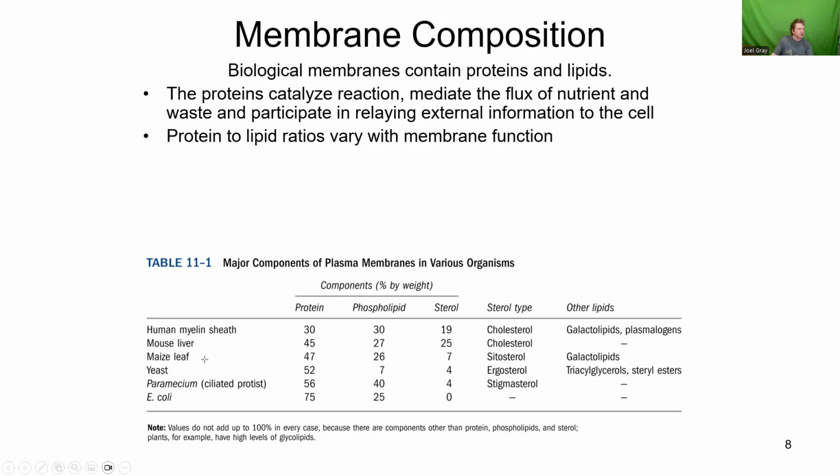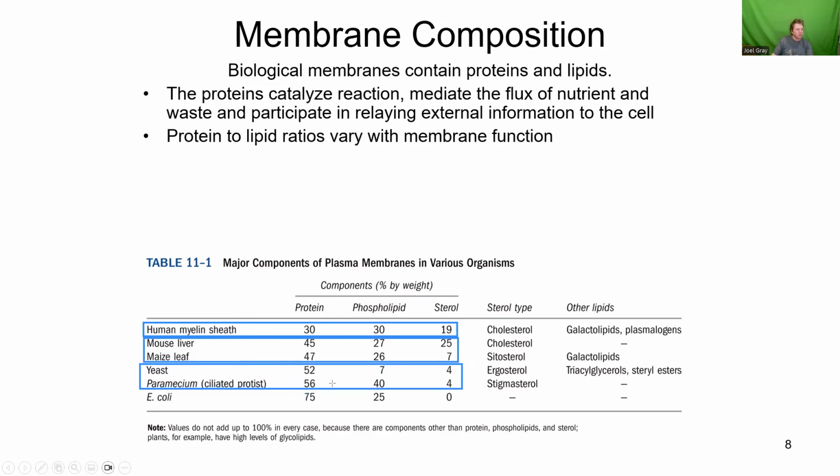So here what we have is, let's look at a mouse or a human myelin sheath cell. We've got some proteins, phospholipids, and sterols. Mouse liver cells versus a maize leaf, well, you're going to have higher percentages of proteins, but mouse liver cells are going to have higher cholesterol levels. Yeast and paramecium, well, they're going to have relatively low percentages of sterols. And then if we look at E. coli, well, E. coli has no sterols. So what I want you to take away from this is that the major components of a membrane are your lipids and your proteins.